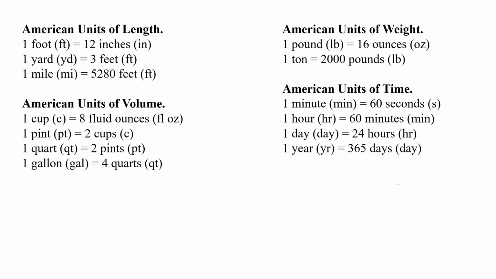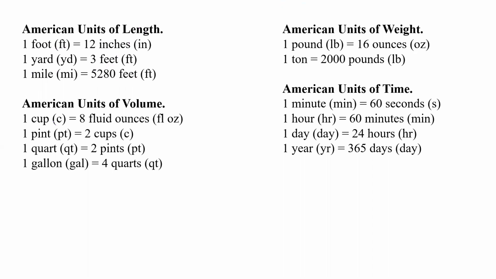So these are common units within the American system. And so we have four types. Basically, we have length, volume, weight, and time in seconds. Those are the key units. In length, we have 1 foot, well, that's 12 inches. 1 yard is 3 feet. 1 mile is 5,280 feet. So those are three conversions we can look at.